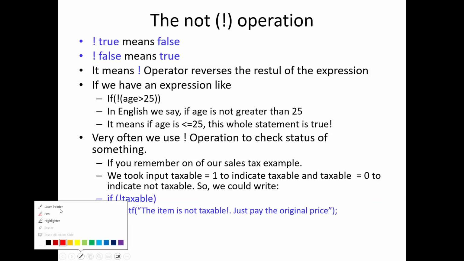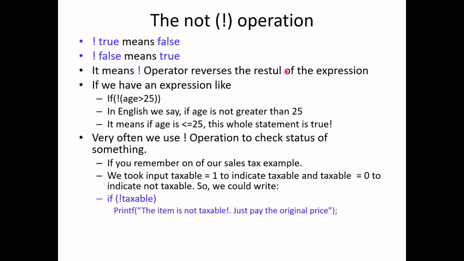Not operation. Okay, so not is a unary operator. Unary means you need only one operand. For example, not true means false, not false means true.